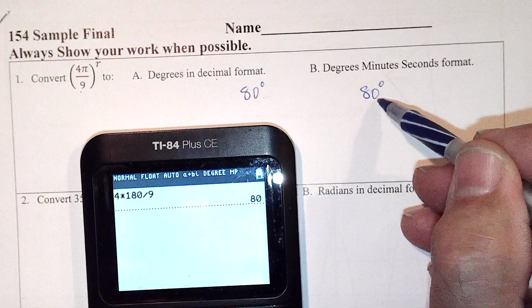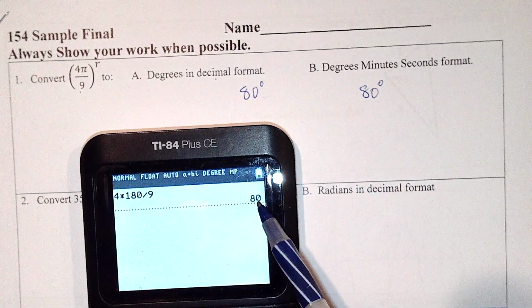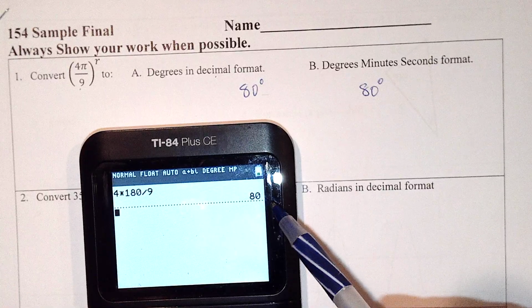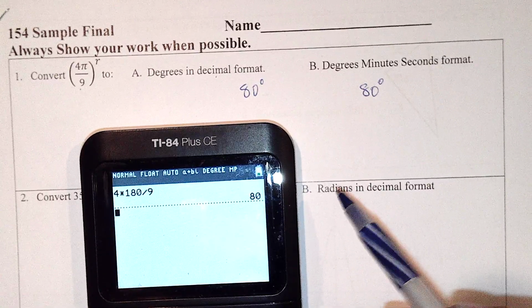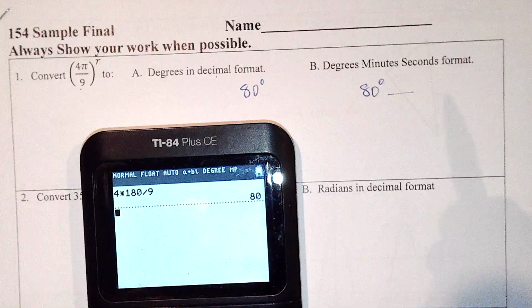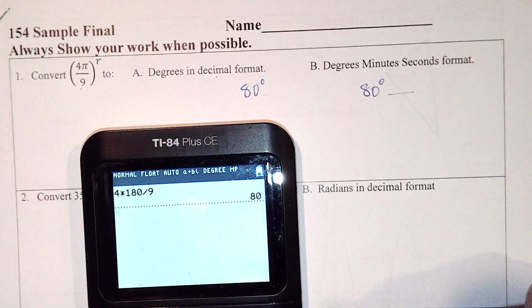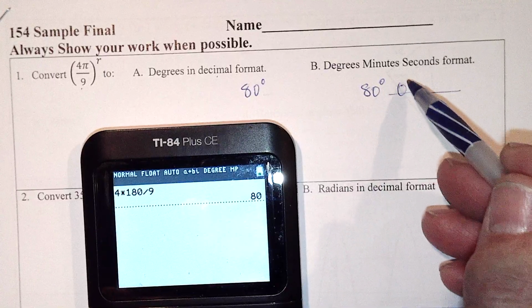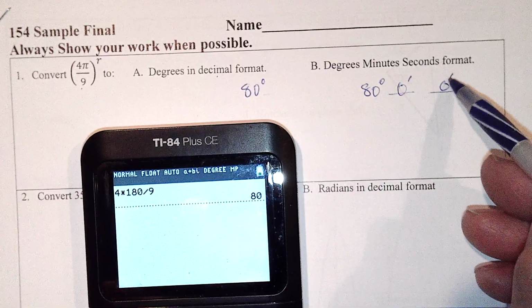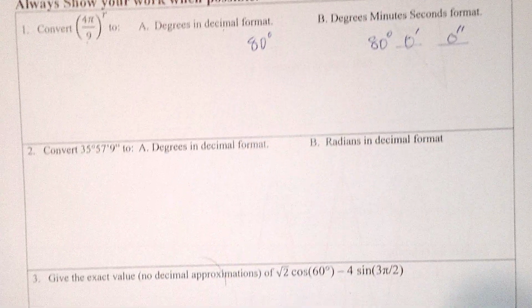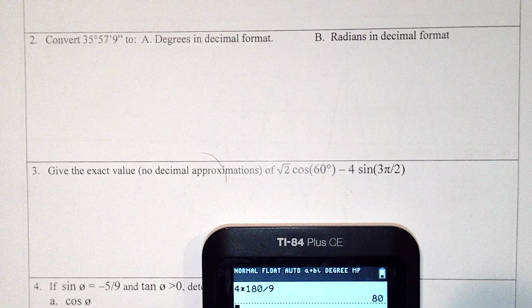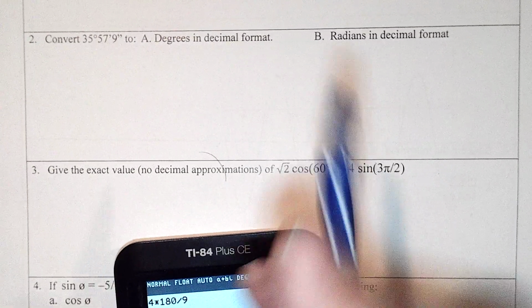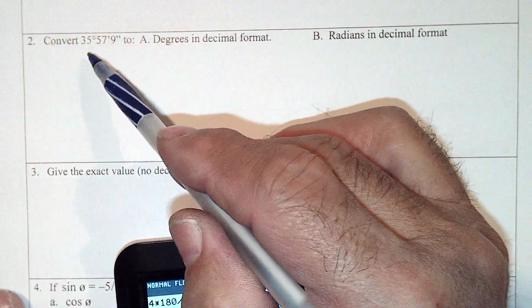80 degrees. Now, if it were some decimal, we would subtract the 80 and then take the decimal times 60 to get the minutes. Subtract the whole number, take the decimal times 60 and get the seconds. But this is 0 minutes and 0 seconds. Probably should have thought about that one a little bit more before I made that question as a sample one.